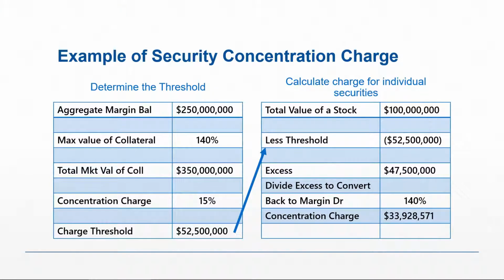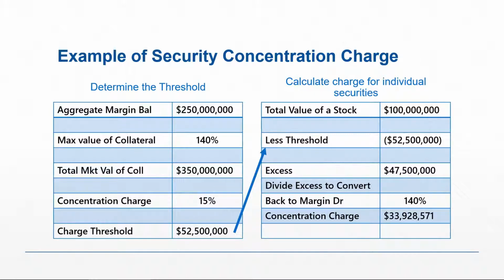You're going to do this for every security that has a market value greater than 15% of the total market value of all the collateral held. So let's see how we do this calculation. First of all, you take the aggregate margin balance, and this is all of the margin balances that you've lent to your customers. So that's $250 million in this example. The maximum amount of collateral that you can use on a $250 million balance is 140%, and therefore the total market value of the collateral is $350 million. 15% of that is $52.5 million.